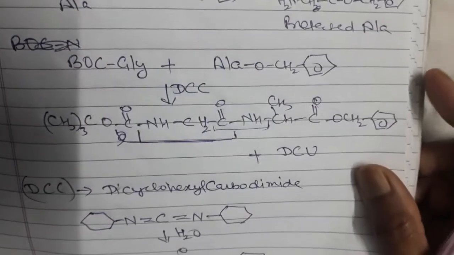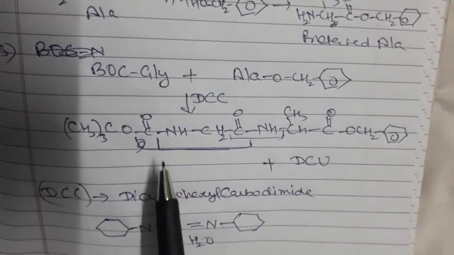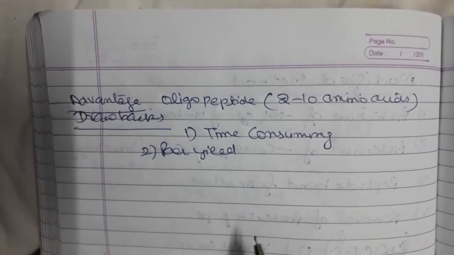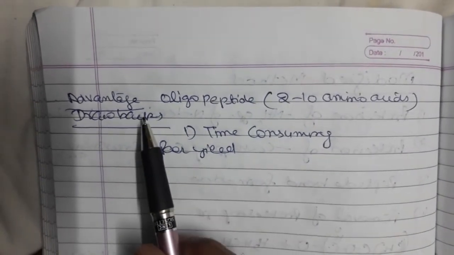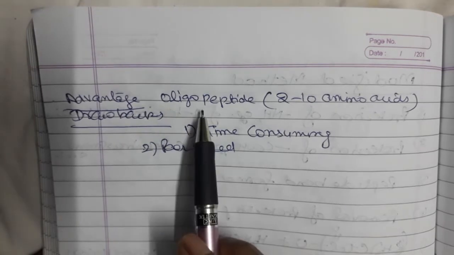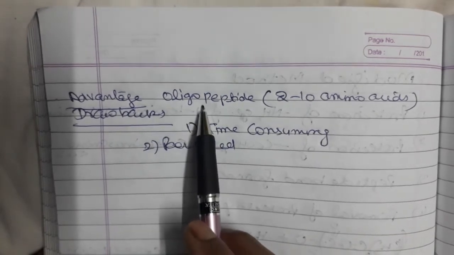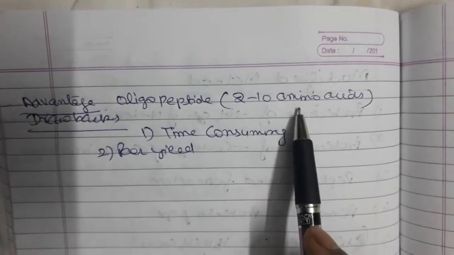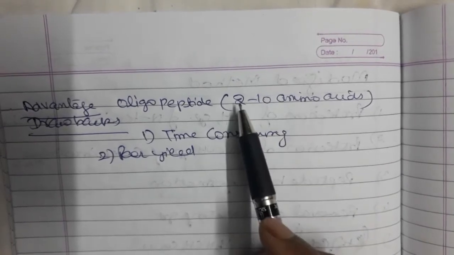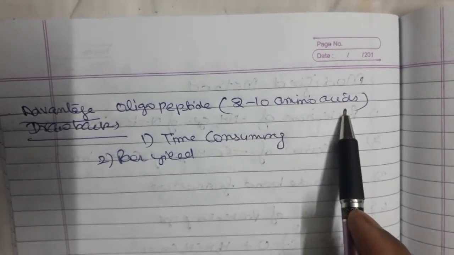So this is the third step, in which we made the peptide bond formation. And now we have the last step, that is removal of the protecting group. But if we look at the advantages of this modified method, the method can be used for the preparation of oligopeptide, that is the formation of peptide in which there are 2 to 10 amino acid units.